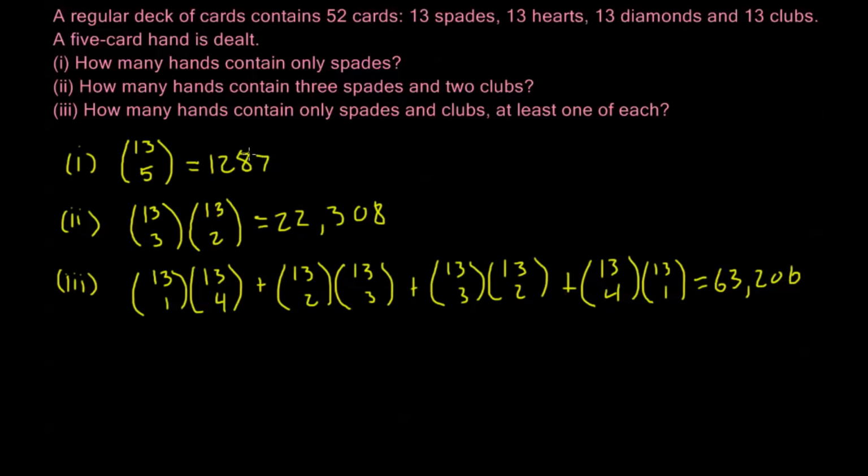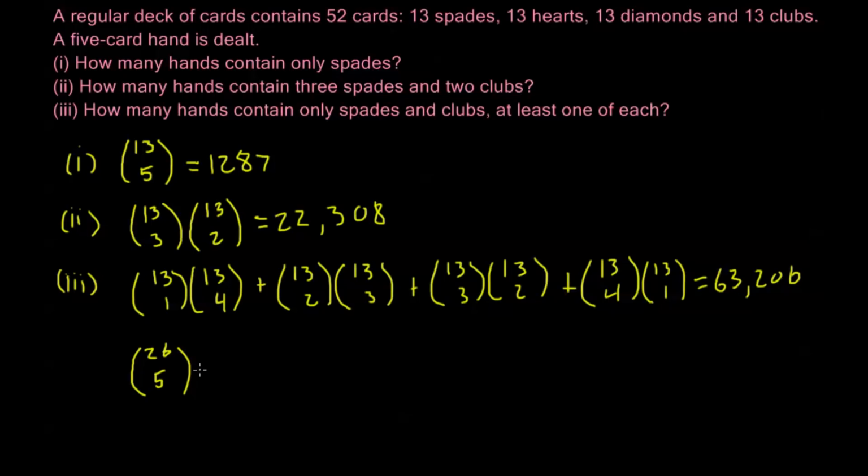Now we could do this a different way. We could instead say, I'm going to take all of my spades and clubs, there's 26 of those, and I want to look at how many ways I can deal a 5-card hand from all of those spades and clubs. So there's 26 choose 5 possible hands that consist of spades and clubs. Now we're not done yet because this also includes all of those hands that are entirely spades or entirely clubs.